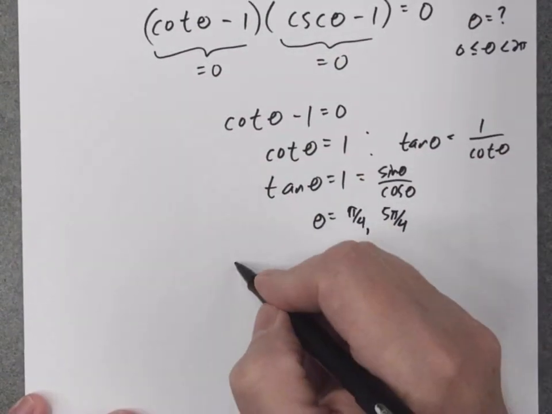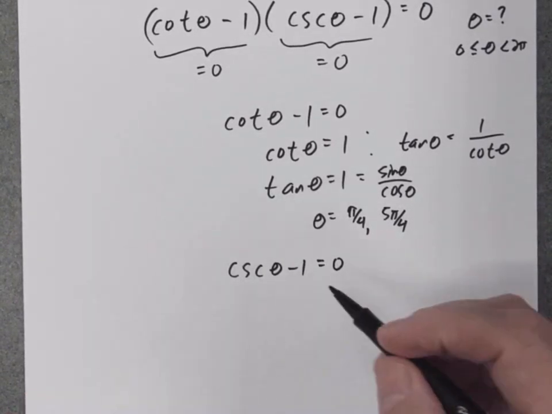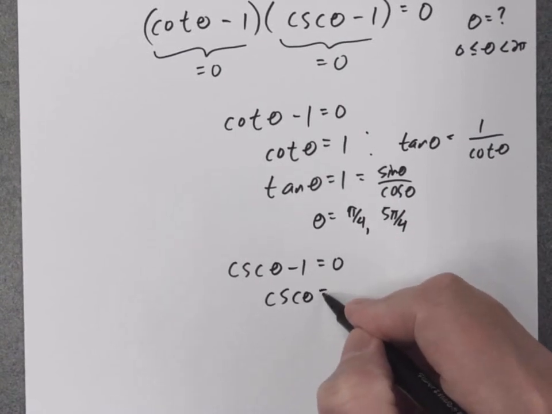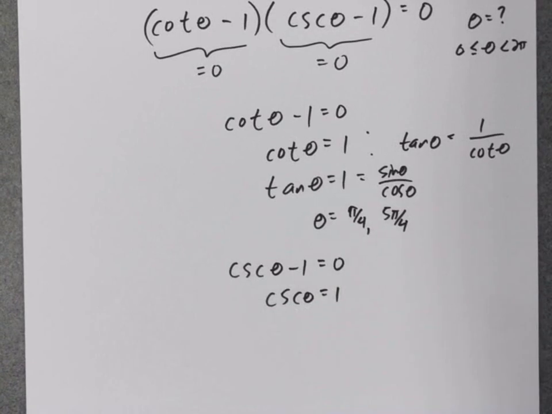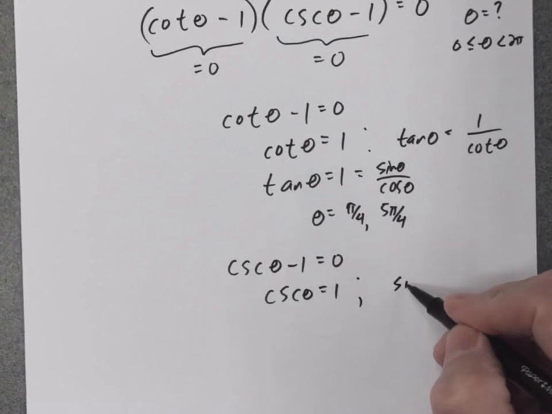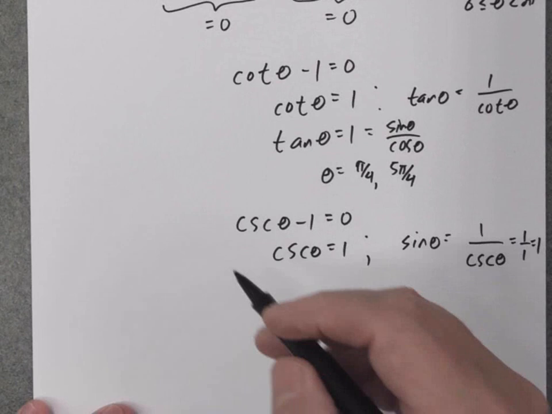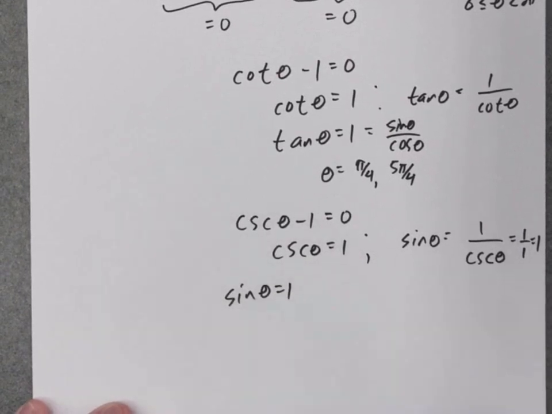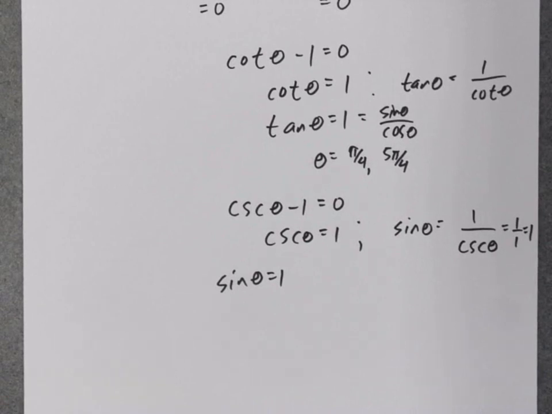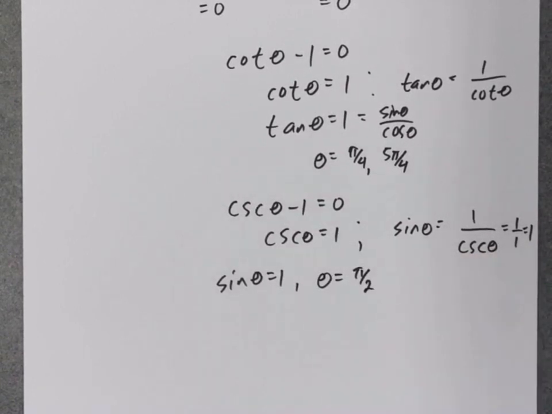Now I take the second parenthesis and set it equal to 0 and solve this. So once again, get the trig function by itself. So I'll add 1 to both sides. Now, I don't want to work with cosecant. So I remember that cosecant and sine are sort of paired together. The sine is 1 over the cosecant of theta, which is 1. So I'm really looking to solve this equation. Where is the sine of theta equal to 1? And for one trip around the unit circle, there's actually only one angle. That's pi over 2.